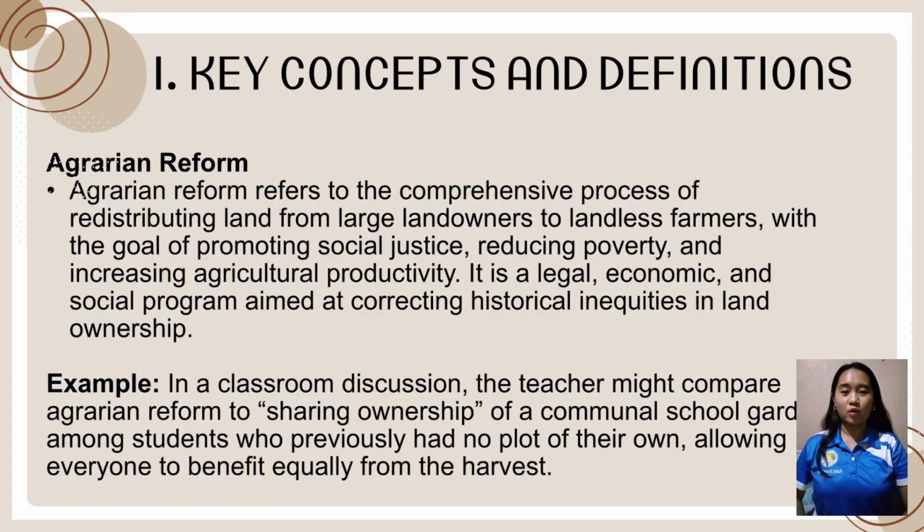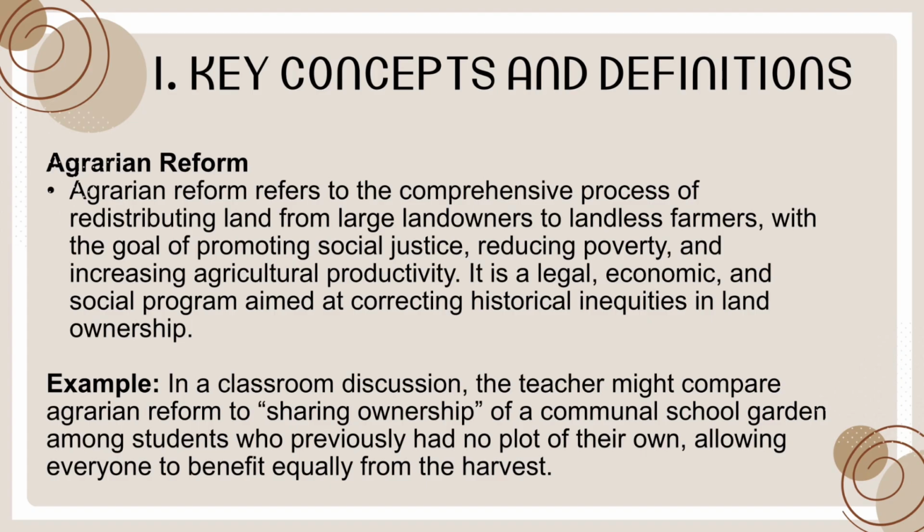Agrarian reform is a comprehensive government effort to redistribute agricultural land from large landowners to landless farmers. However, it is not only about giving land. It also includes providing farmers with training, giving access to credit or loans, building irrigation systems, and also offering farm tools and technology. So the main goal of this is to improve farm productivity and ensure farmers can live decent lives. For instance, in a classroom discussion, the teacher might compare agrarian reform to sharing ownership of a communal school garden among students who previously had no plot of their own, allowing everyone to benefit equally from the harvest.